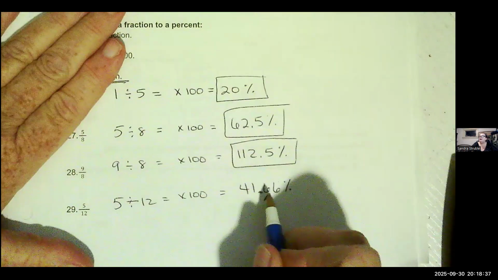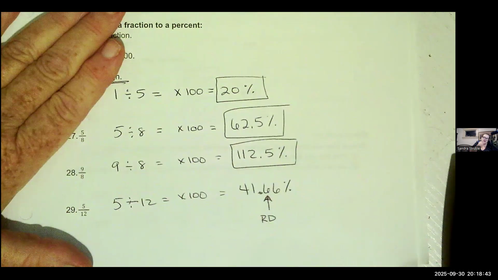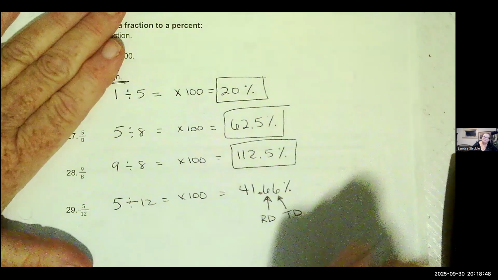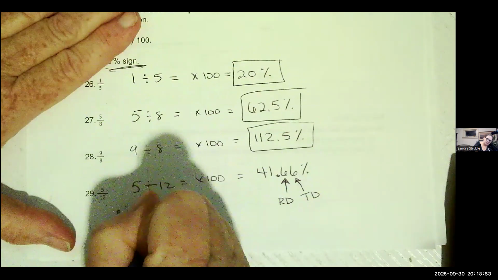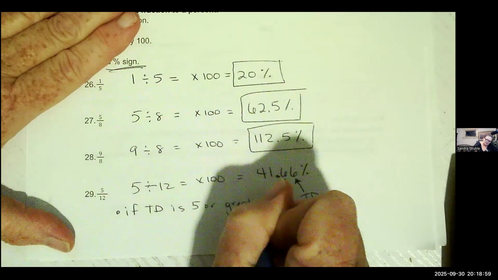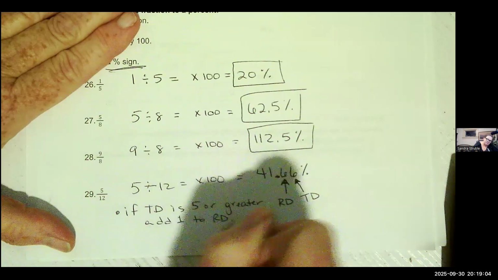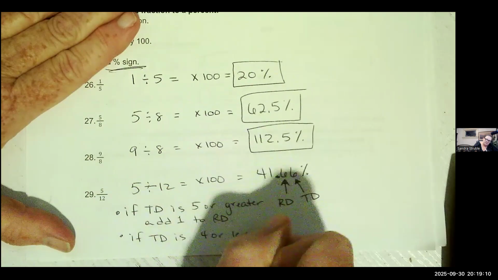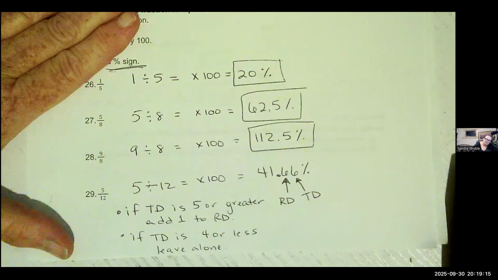If we're going to round one decimal place, that means that's my rounding digit. And I call it RD for rounding digit. What we need to know is one digit to the right, that's our test digit. If the test digit is 5 or greater, you add 1 to the rounding digit. If the test digit is 4 or less, you leave the rounding digit alone.